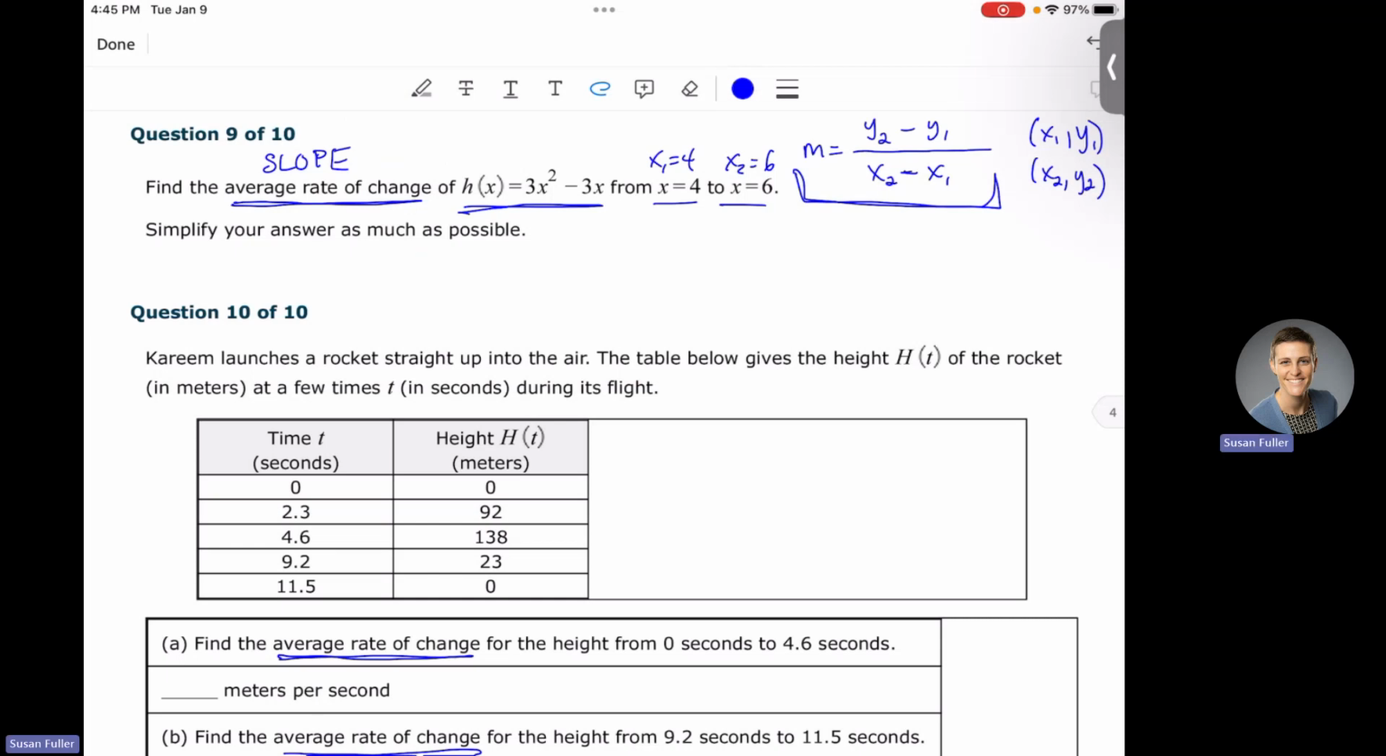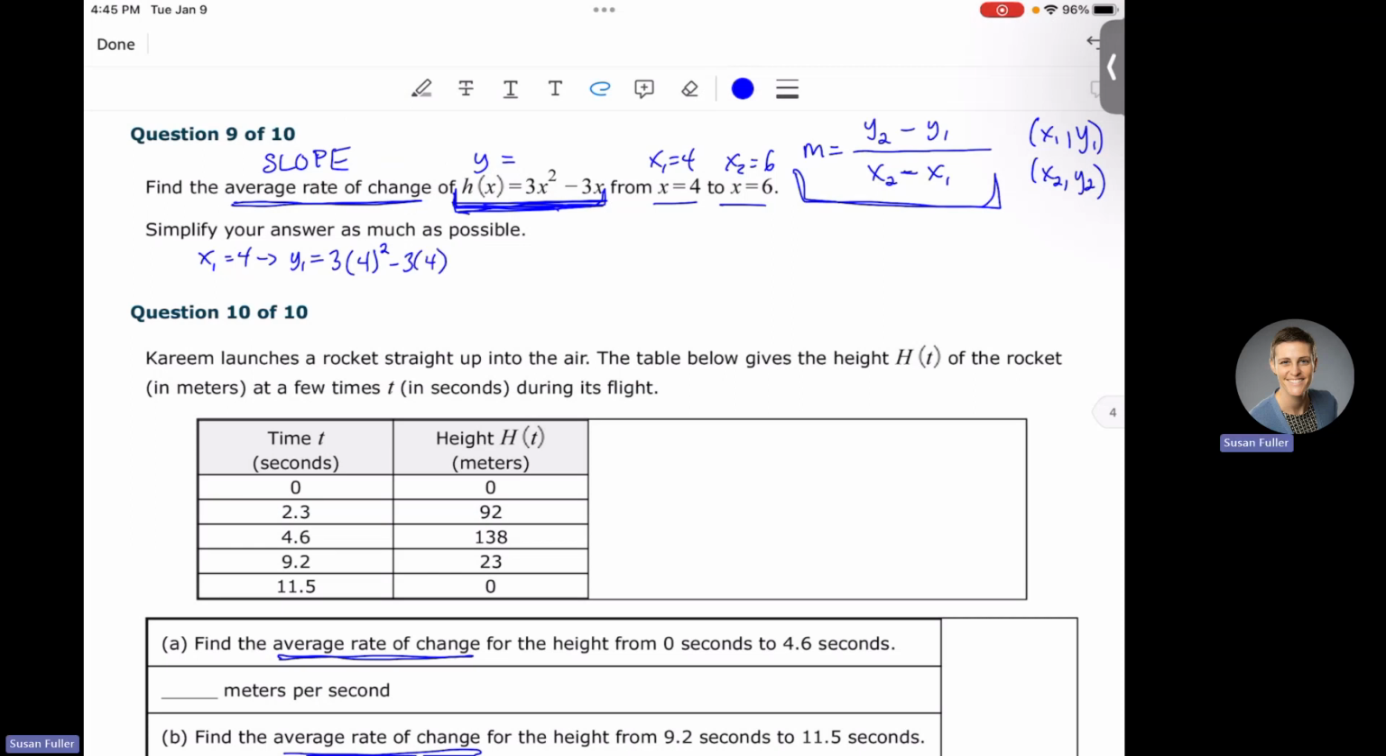Okay, so we're halfway there. We have our x's, but we don't have our y's. If you have an x value, how do you get a y value? You plug it in, right? We have a function here. This tells us how to get y from x. It's going to be 3 times x squared minus 3 times whatever x is. So if x1 is 4, then to get y1, I'm going to plug 4 into my function. So that means y1 is 3 times 4 squared minus 3 times 4.